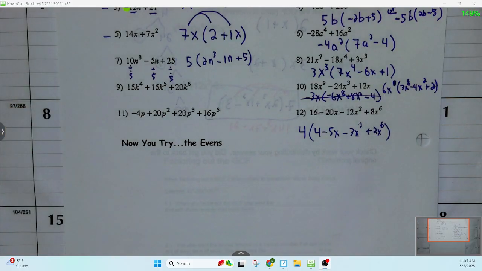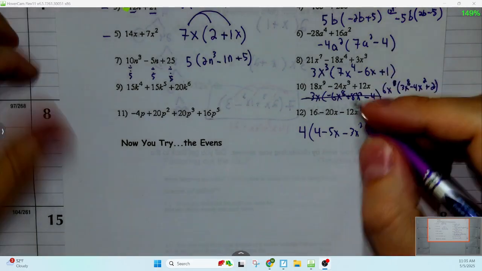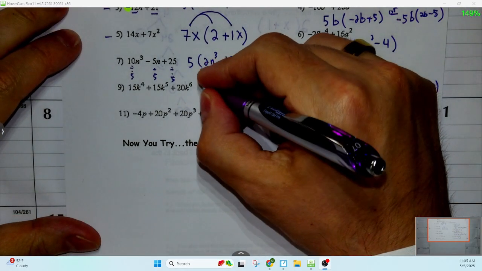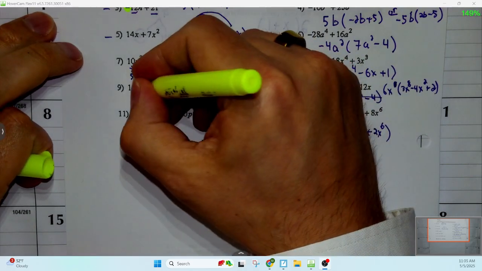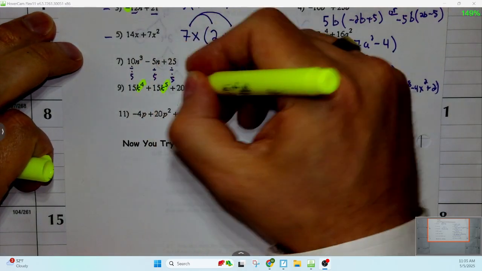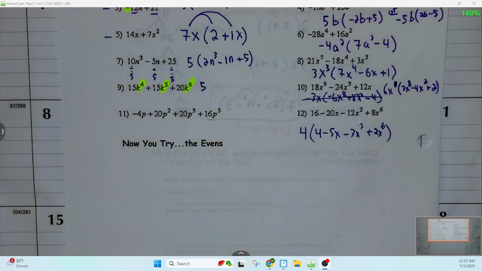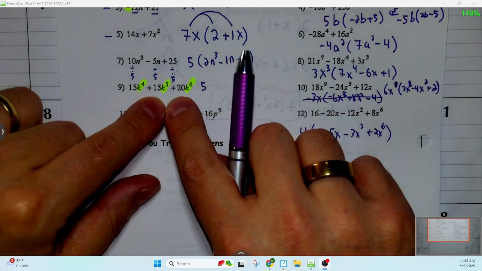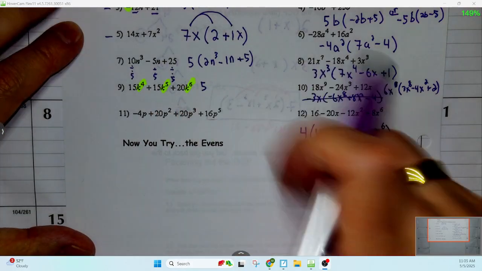Okay, let's look at 9, slightly different problem. What's a number that goes into 15, 15, and 20? 5. 5 is the number again, so 5 comes out. Now we talk a little bit about variables. I want to look at this. We have 4 k's here, we have k to the 5th here, we have k to the 6th. 4 k's multiplied, 5 k's multiplied, 6 k's multiplied. How many k's? Can they all take away a k? Can they all lose a k? Yes. Okay, so we definitely can take a k out.